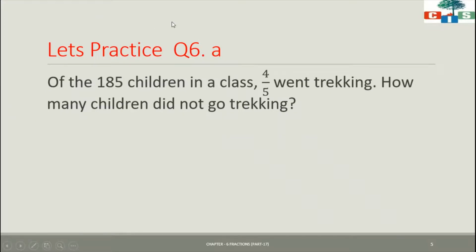That is from question number 6, sum number A. First of all, we'll read the story, we will frame the statements and then we will solve according to it. Okay, are you all ready? Yes. So we'll read the story first of all.